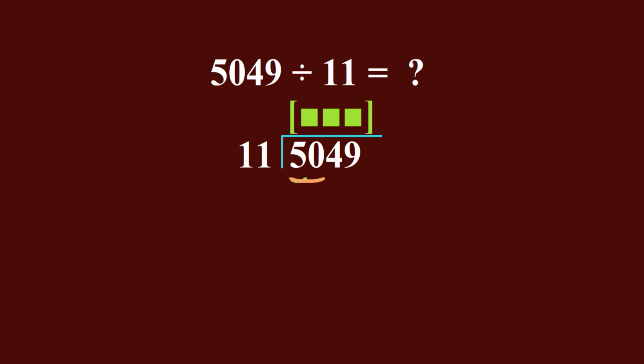How many 11 are in 50? The answer is 4. Now multiply 4 by 11, which gives us 44. Draw line and subtract 50 minus 44, which leaves us with 6. Now we bring down the next digit 4, and this makes our new number 64.